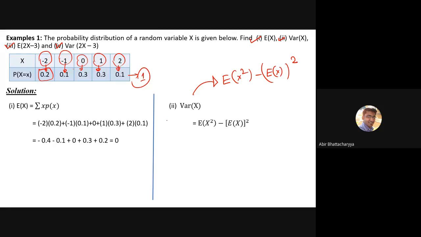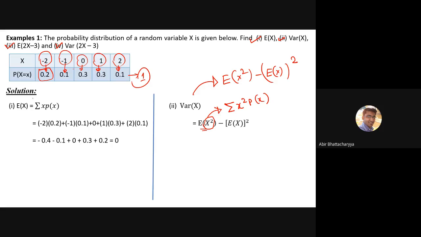Expectation of x squared minus expectation of x whole square is the formula of variance. Now what is expectation of x squared? Expectation of x squared means that instead of x, we will use the summation of x squared times p of x. Just instead of x, we use x squared. But what is x here?